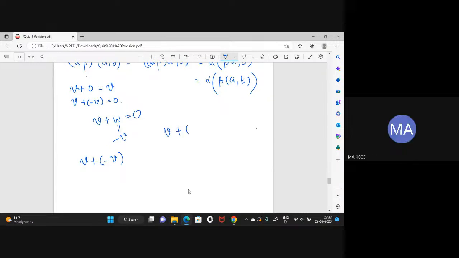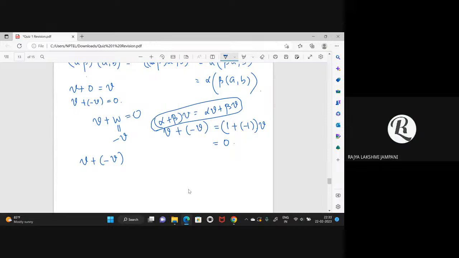Ma'am, can I write it like this? Minus V is equal to, can I write it as 1 plus minus 1 into V? Yes, ma'am, when the multiplication is standard multiplication. No, even otherwise. I know (alpha plus beta) V is equal to alpha V plus beta V. This is true always, because it is a vector space. So I'm taking my alpha to be 1 and beta to be minus 1. This is true, right? And this is the usual zero.